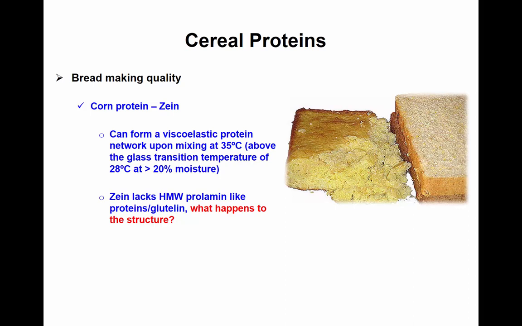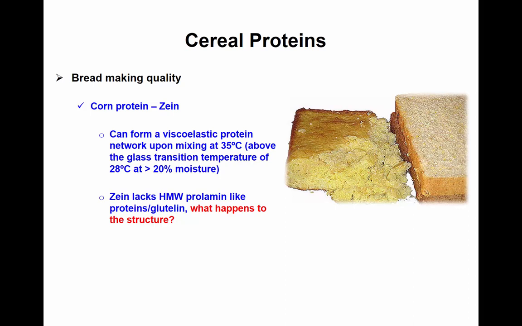So they determined that if you mix the corn protein dough at 35 degrees C, above the glass transition, then you will form a viscoelastic protein. However, the story doesn't end well. You form the viscoelastic dough, and then what happens when you bake it? It crumbles like that.